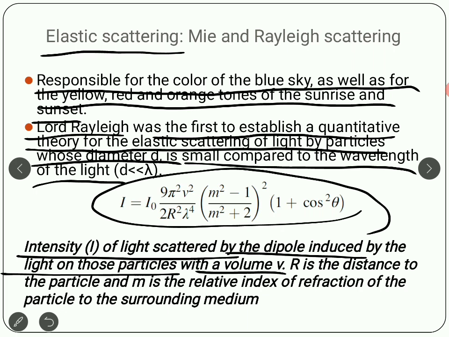So, we have a particle, a system which has a volume V, and there is light of intensity I incident on it, and R is the distance to the particle. R is how much distance the light actually travels before it interacts with the particle, and m is the relative index of refraction, or refractive index. So, this is the relative refractive index. The refractive index will depend on the surrounding medium and of course the particle. So, this is an expression that is important for Rayleigh scattering.